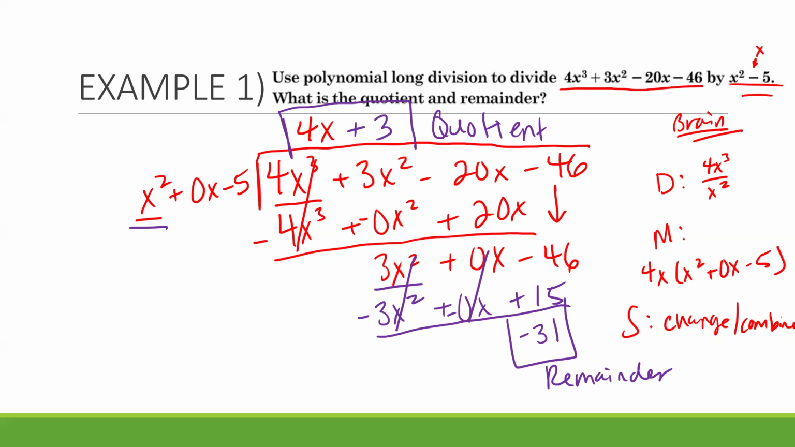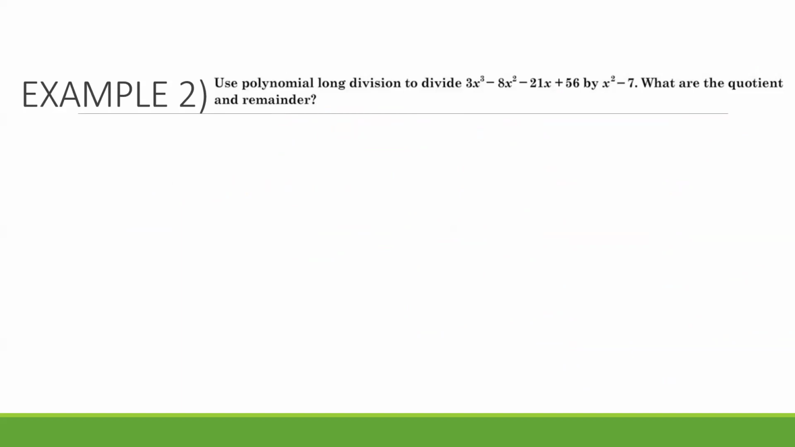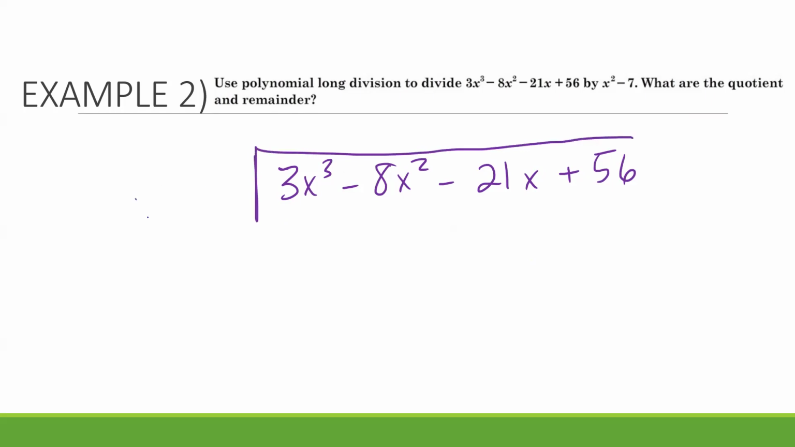All right. Are you ready to try? Okay, then I'll come out. All right, example 2, we're going to set it up and then you're going to work at your table to find your quotient and your remainder. So it says, use polynomial long division to divide 3x cubed minus 8x squared minus 21x plus 56 divided by x squared plus 0x minus 7. Ready, set, and go. Be great.